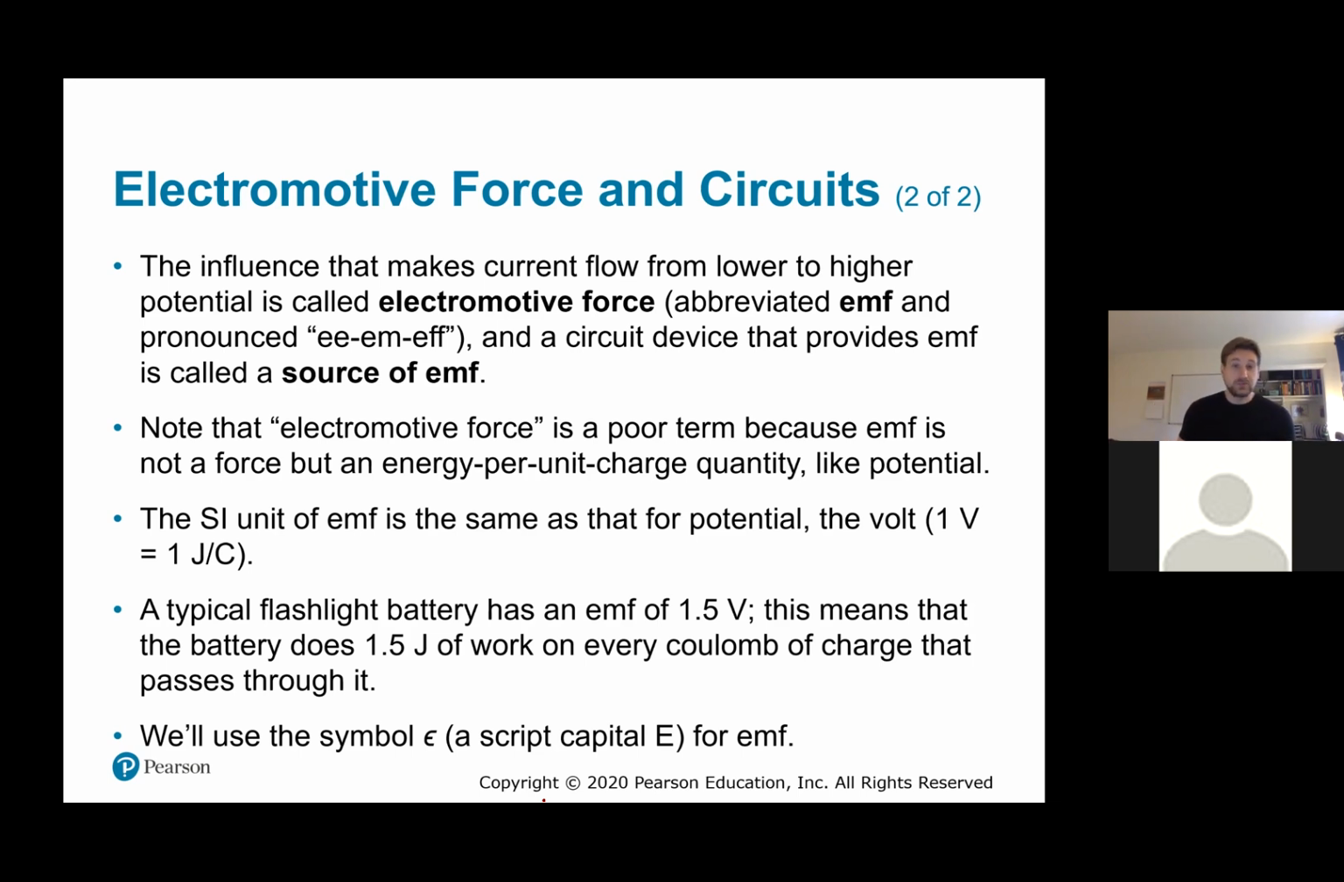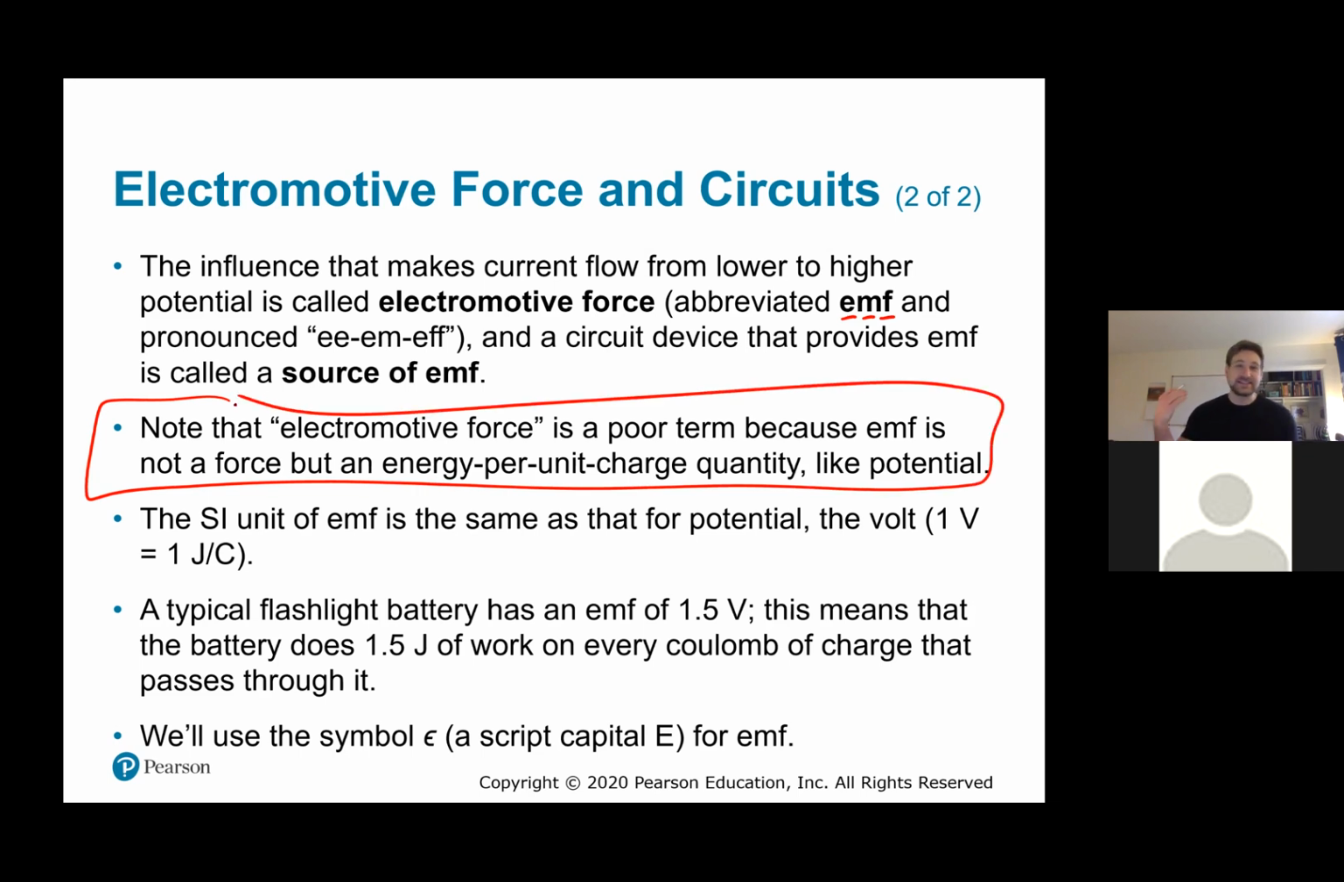Electromotive force, which we abbreviate as EMF, conventionally pronounced EMF. But if you just read it as a word, it would look a lot like oomph, right? That's the way I'd like us to think about it. It's not a force, it's oomph. And even our slide is calling this out. This is not a good name for this. It is not a force. It does not have the dimensionality of force. It has the dimensionality of electric potential. And we call it electromotive force.